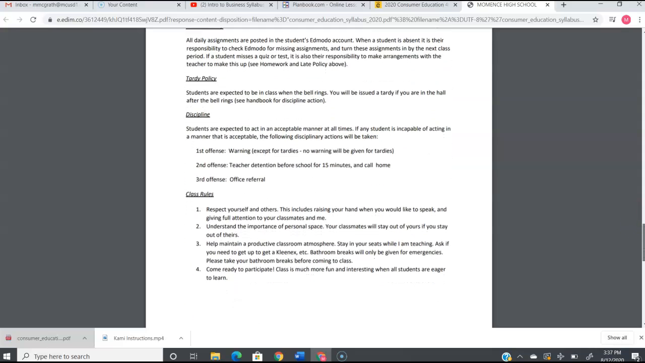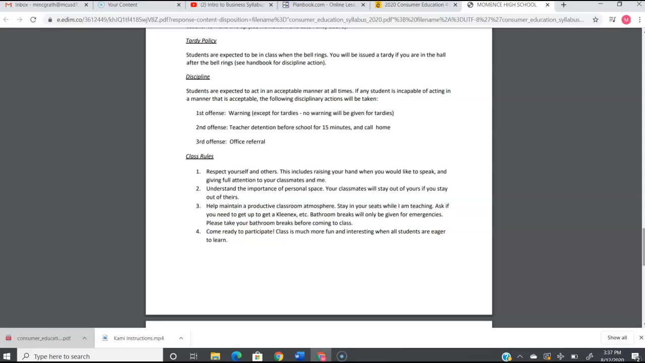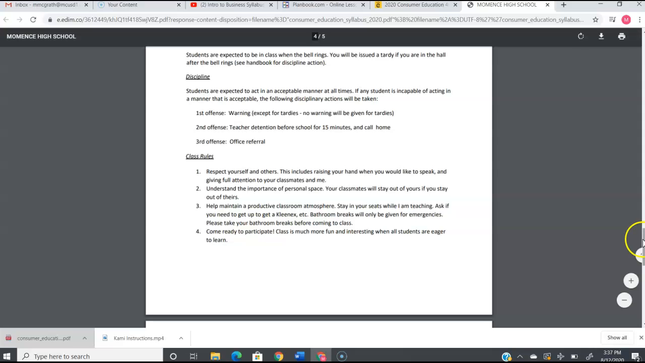Discipline. You're expected to act in an acceptable manner at all times. If any student is incapable of acting in a manner that's acceptable, the following disciplinary actions will be taken. I will give 1 warning, except for tardies, there's no warnings. Second offense is a teacher detention before school for 15 minutes and call home. And then third offense is office.